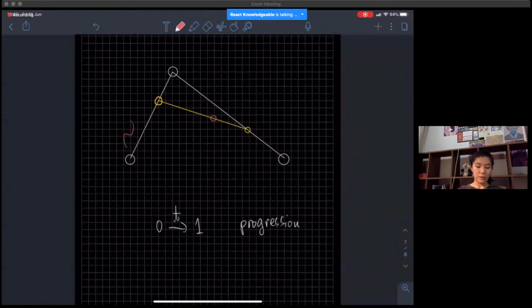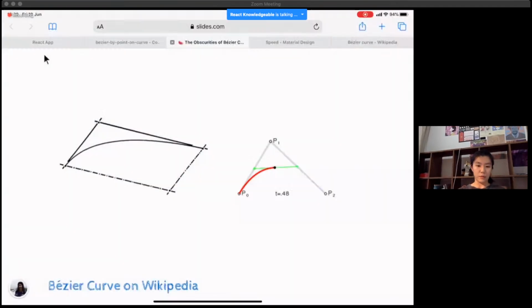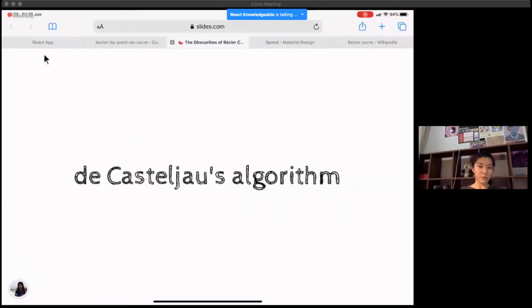But then you can plug in a bunch of t's, and you get many, many points. And then eventually you will get some kind of curve that looks like this. Okay. It's not a great drawing, but this is the idea. So it turns out that what we did was an algorithm called the de Casteljau algorithm.